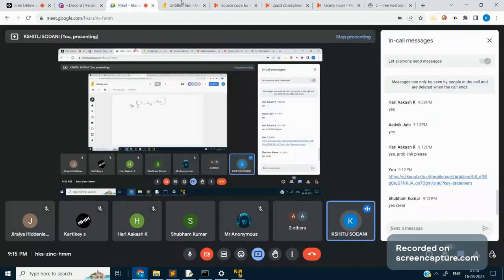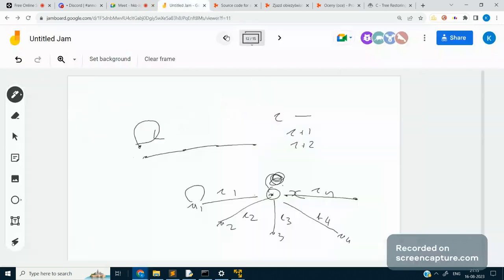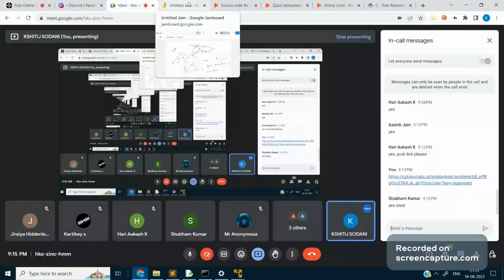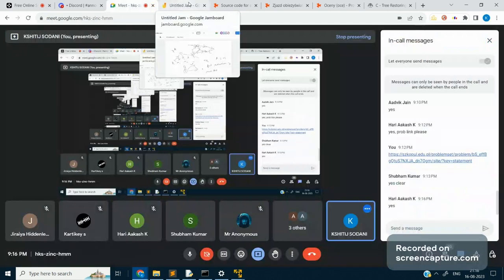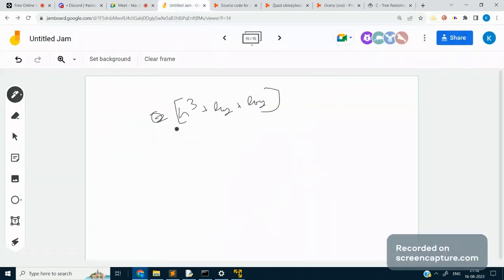Did everyone get this part of the n cube into log square solution, how we invoke the matrix from earlier to solve the problem? Okay. So now we need to see how we can optimize this from n cube into log square to n cube into log.